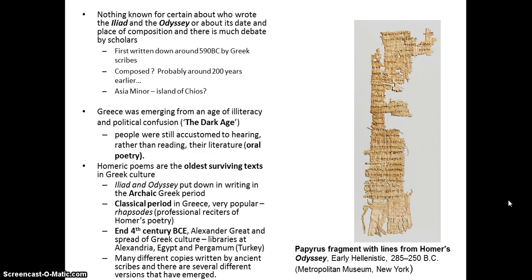Also in the end of the 4th century BC, Alexander the Great had conquered much of the known world, and there had been a great spread of Greek culture. He'd set up libraries in Alexandria, which is in Egypt, and Pergamum, which is now Turkey. And in these libraries were many versions and copies of the Iliad and the Odyssey, which had been written down. An example is here on the right. So many different copies were written by ancient scribes, and there are several different versions that have emerged.